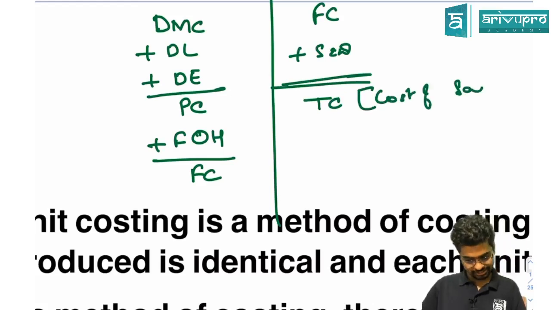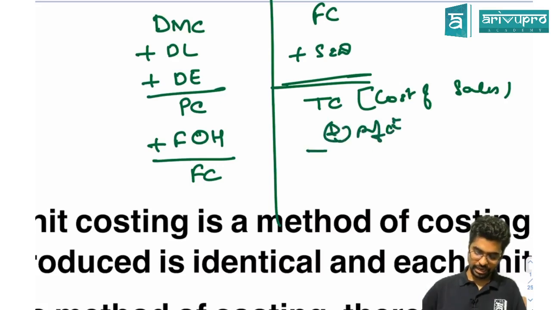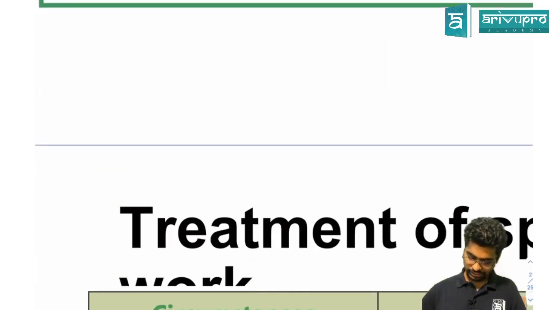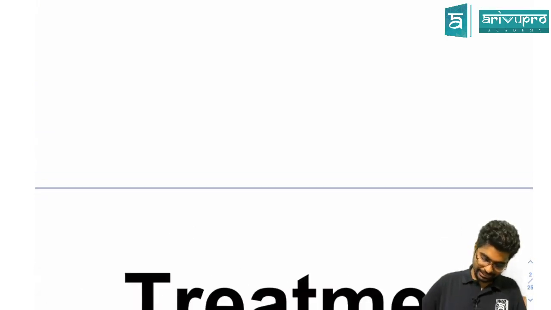I'm ignoring the opening WIP and the closing WIP because yesterday we have done it anyway. Then I'll add my profit margin and I sell. So this is more or less my cost sheet only. Are you clear? Is there any doubt? Okay. Now there is something that you need to understand. What happens in case of treatment of losses?